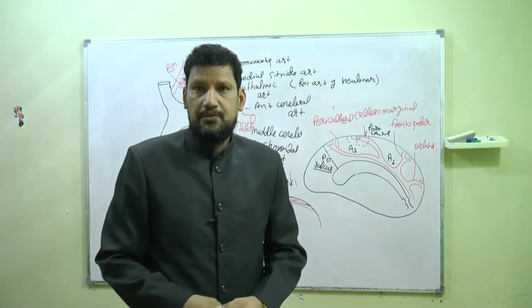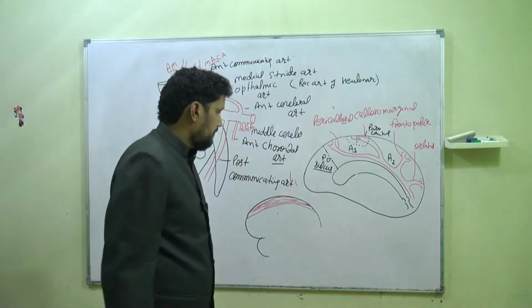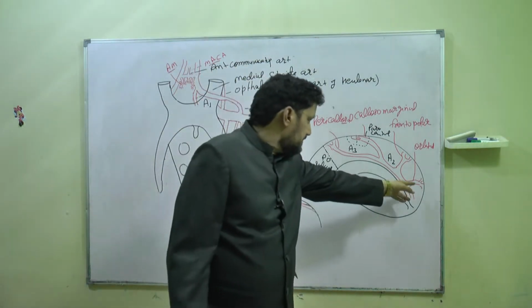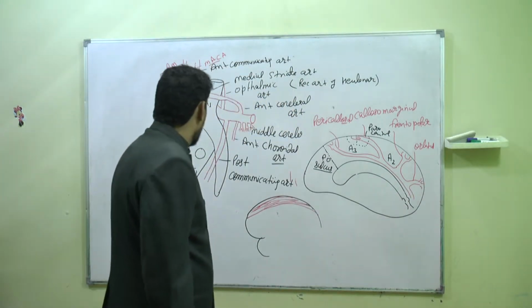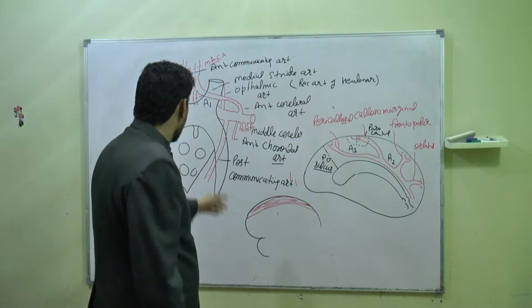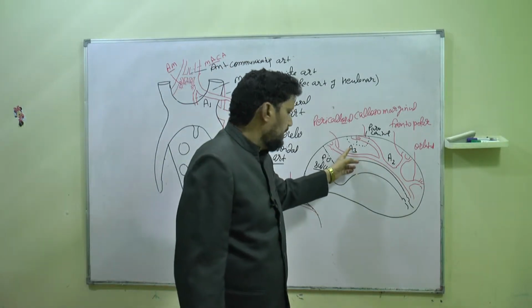So the branches of the anterior cerebral artery. These are the branches of the anterior cerebral artery and segments in the neurosurgical nomenclature, the A1, A2 and A3.